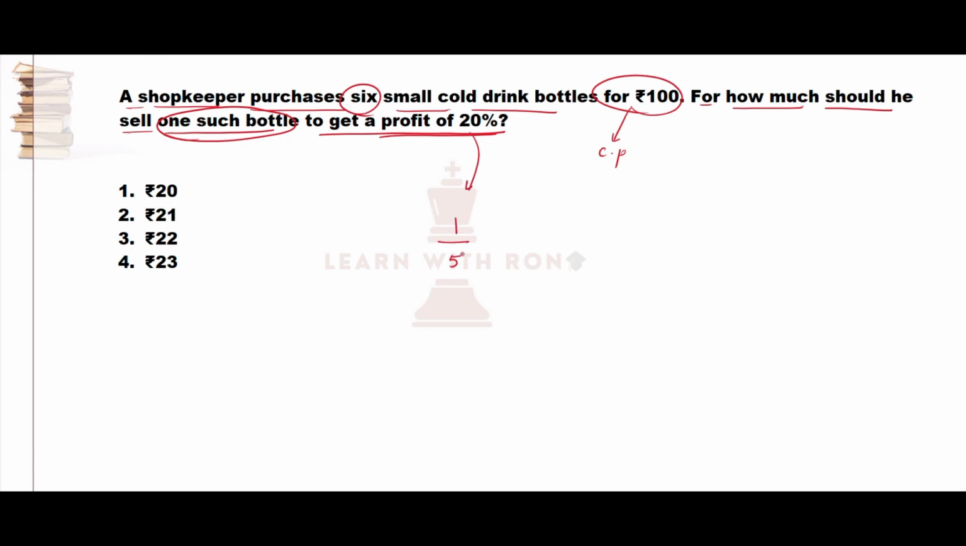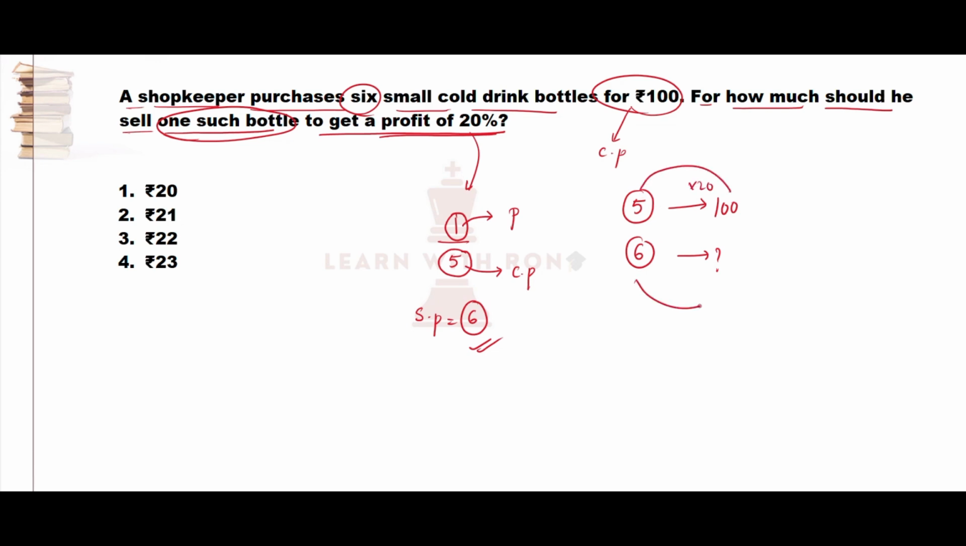1 by 5, right? So here one part is profit and 5 parts is cost price, right? See here, if 5 parts is the cost price and 1 part is the profit, how much is the selling price? 5 plus 1, 6 parts, right? So total 5 parts of cost price value is 100 rupees. So now 6 parts, selling price how much? 5 parts is 100, 1 part is 20, similarly 6 parts is 120.